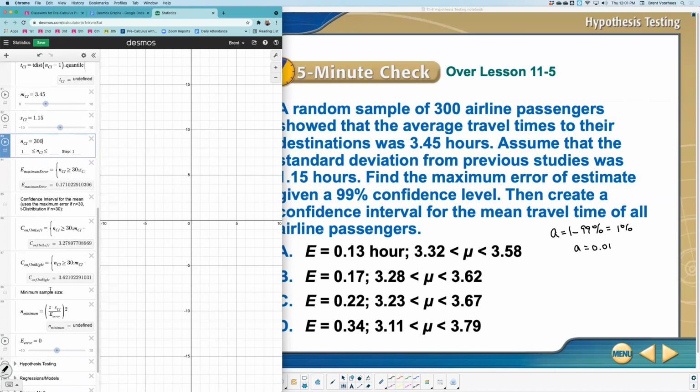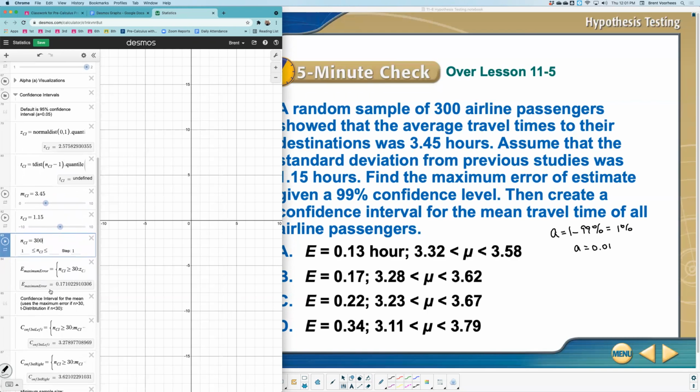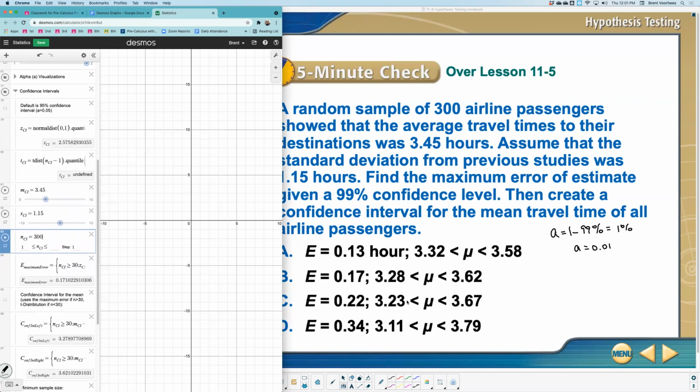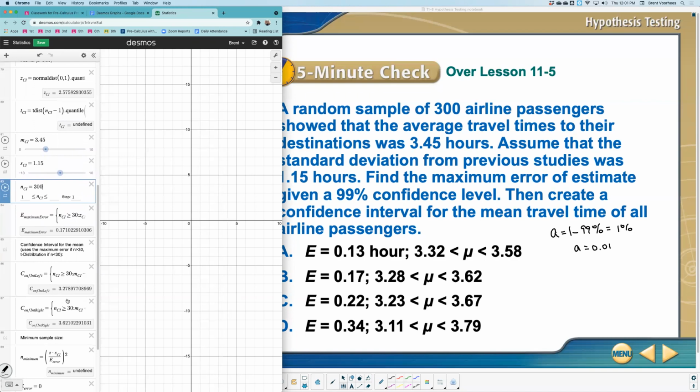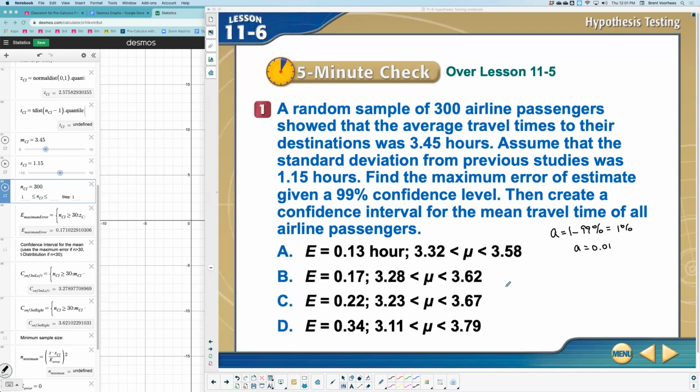And if I wanted to see the picture here, don't I have a picture? I guess I don't. The confidence interval would span from 3.28 to 3.62. So it is correct. B is the correct answer here.